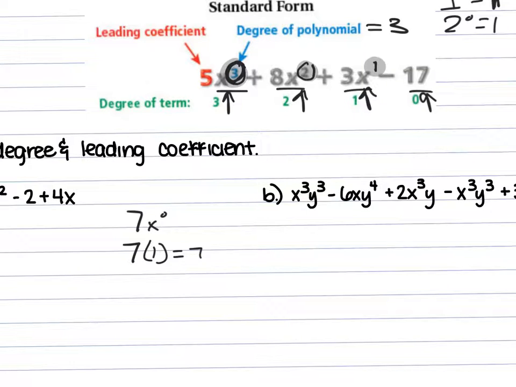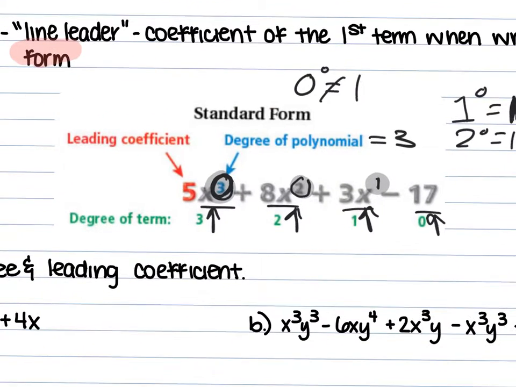Yes, ma'am? So the leading coefficient will be 5, 8, and 3? Right, so the leading coefficient is the number that is in the very front. And that's why it says line leader there. It's the number at the very beginning. Notice that they are in descending order. And the leading coefficient, the one that's leading this line, is 5. The leading coefficient is 5. The degree of the polynomial is 3.